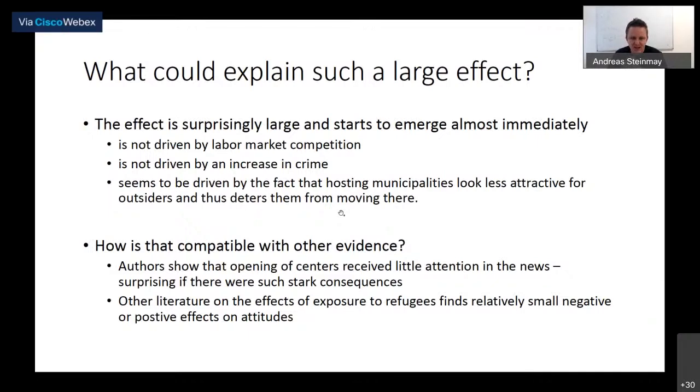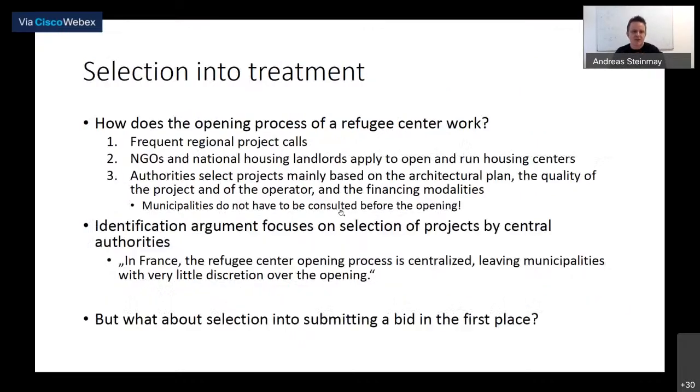And then I also tried to square in my head, and I didn't fully come to an answer, how your very strong negative effects on the local economy are compatible with other findings we have, like the effect of exposure to refugees on attitudes towards refugees. Some papers find some negative effects on attitudes, some others even find that attitudes improve, but overall these effects seem to be relatively modest. So it's not clear how this is compatible with this stark effect.